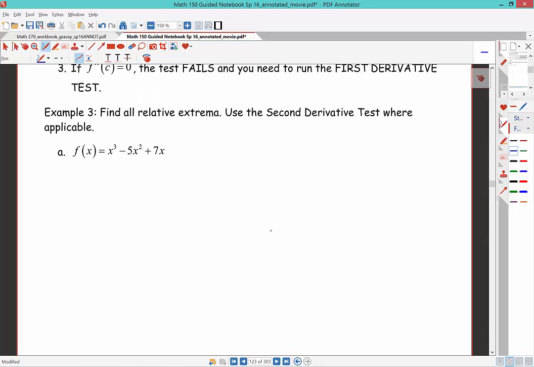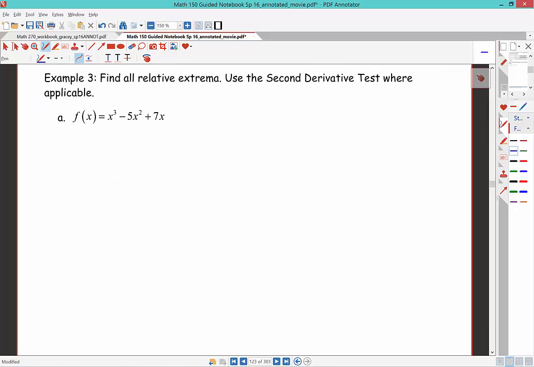All right? We find all relative extrema, using the second derivative test where applicable. Now, I don't know about you guys, but this function here is easy to differentiate and find the second derivative of. If you have something really complicated, you might want to just find the first derivative and then use the first derivative test.